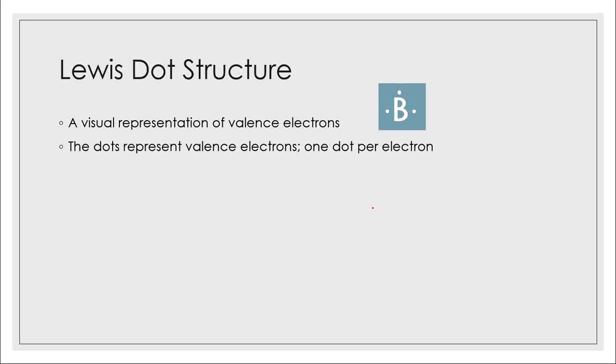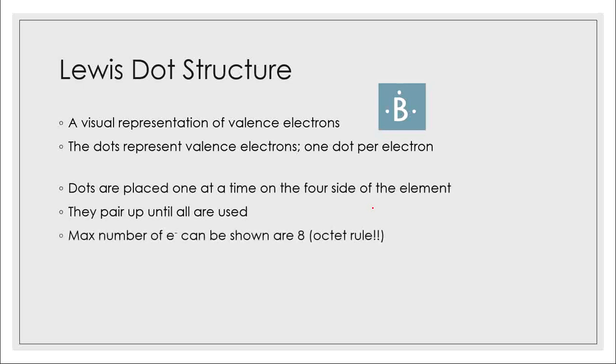These dots represent valence electrons. Each dot that we draw represents one electron. So I'm going to use chlorine as an example to go through the steps. You write the element symbol, capital C, lowercase l, and chlorine is in group 17. It is atomic number 17. It's in group 17, and so chlorine has 7 valence electrons.